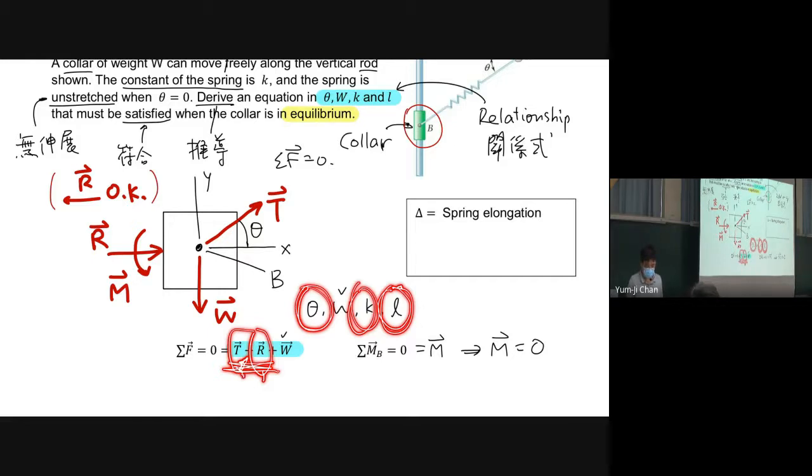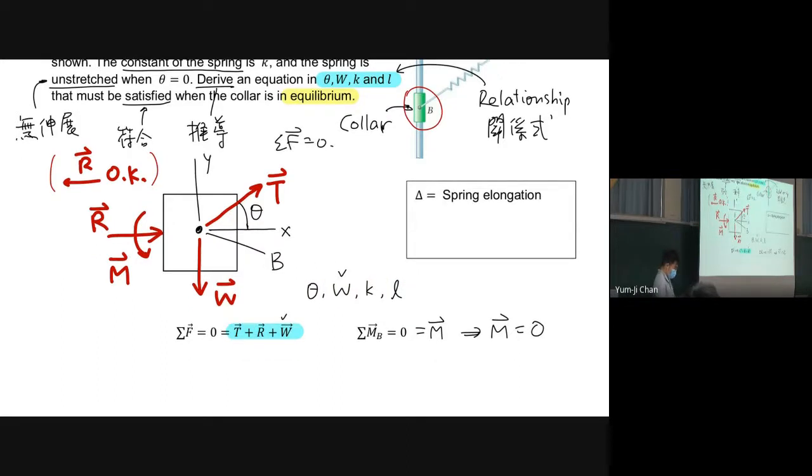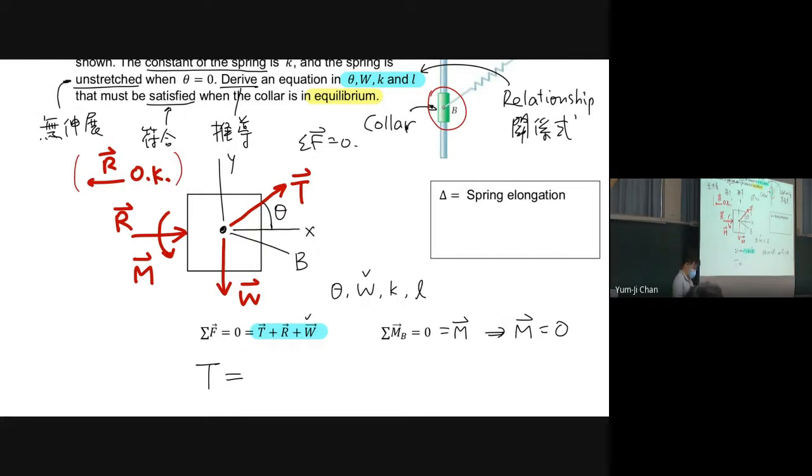From high school physics, we know one thing. What is the magnitude of T? From high school physics, we have learned Hooke's law. So what's Hooke's law? F equals to what? Kx, good. Here F equals Kx, so this K is actually this K.